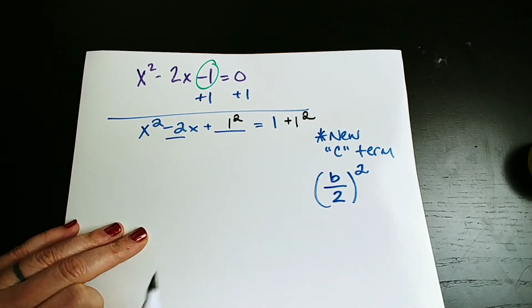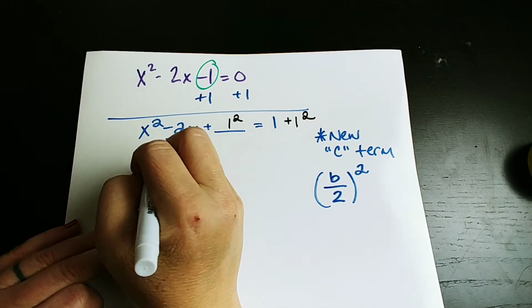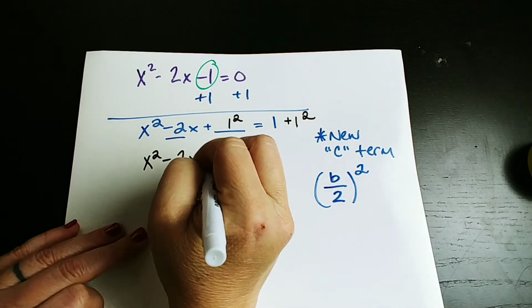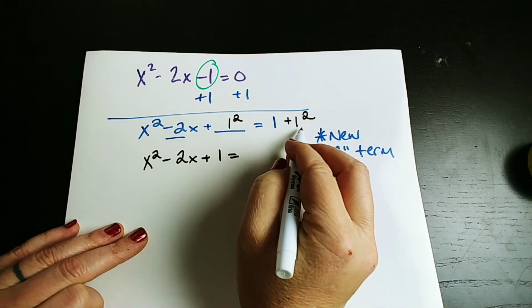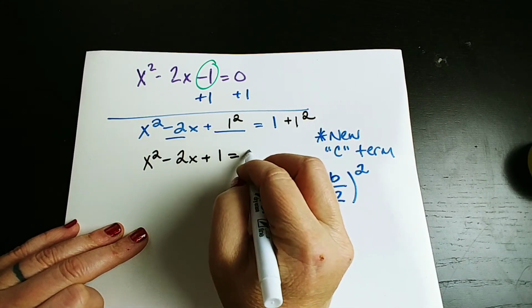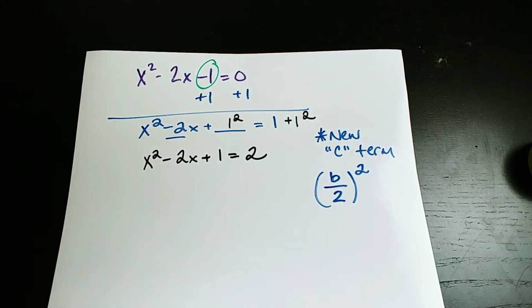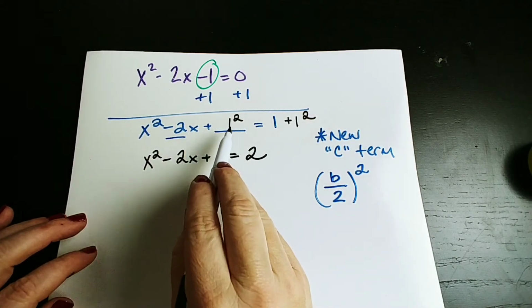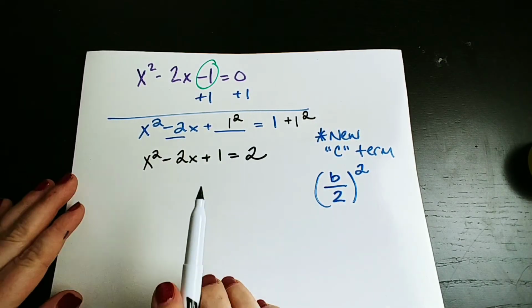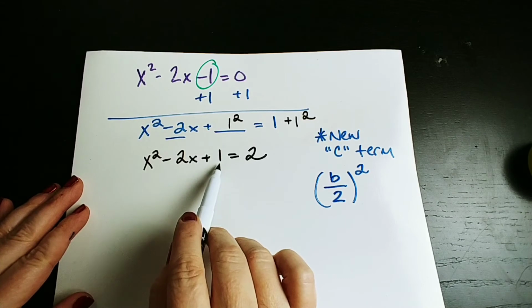Now let's clean this up a bit. So x squared minus 2x plus 1 squared is really 1. Equals 1 plus 1 squared, so it's really 1 plus 1, so that's 2. Okay, so here we go. We're now rocking and rolling. So the whole reason for doing the new c term and all that stuff was so that this would be a perfect square trinomial.